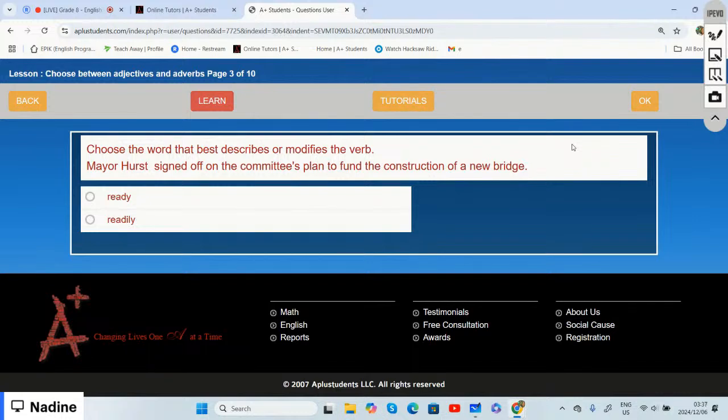The next one says we need to choose the word that best describes or modifies the verb. Mayor Hurst, do we say ready signed off on the committee's plan, or readily signed off on the committee's plan to fund the construction of a new bridge? Which one is correct?